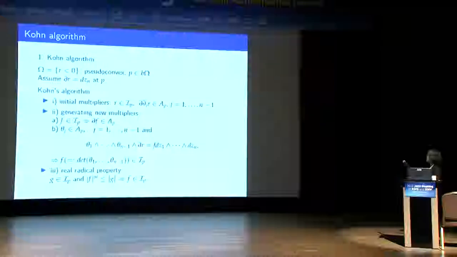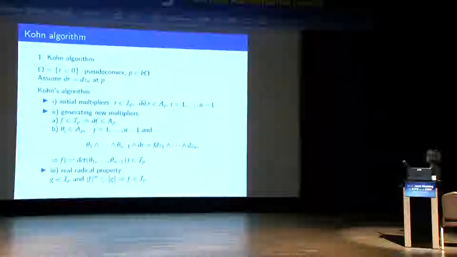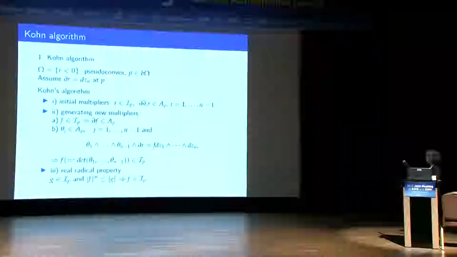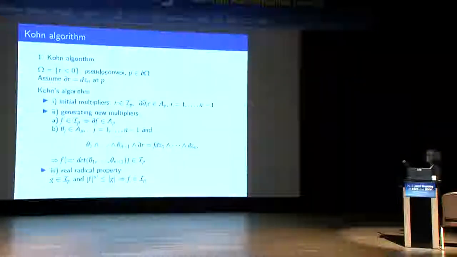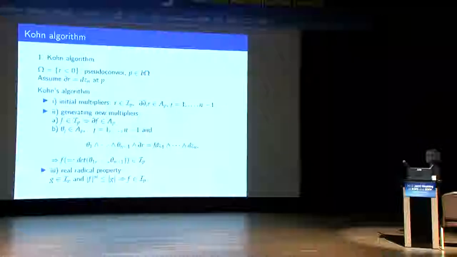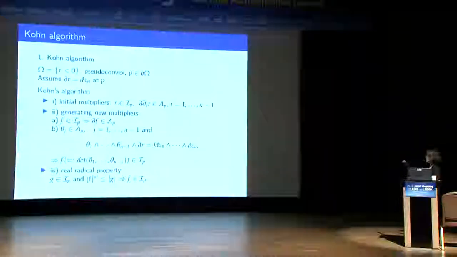the scalar multiplier is the defining equation r of omega, and then we differentiate r with the Cj's, and then take the partial. Then this is a vector multiplier, the initial data of vector multipliers. And then we generate new multipliers using this. The first one is, if you have a scalar multiplier, and this is a vector multiplier, and if we have vector multipliers, then take F to be this. We will call this F. For notation, we write F as a determinant. And then this is again a scalar multiplier.